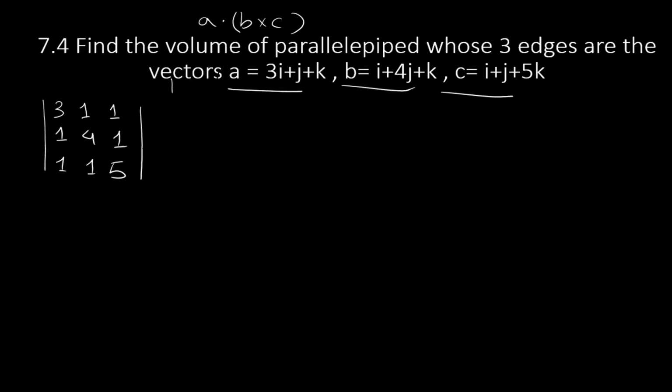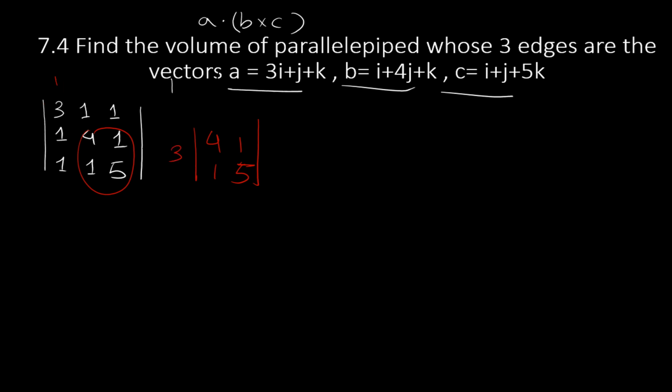For that, we'll need to cross out the first row and first column. So we cross the first row and first column, and we're left with this. Let's write it: 4, 1, 1, 5. And what is the number in front? The first number in the first row is 3. So we write 3 here.